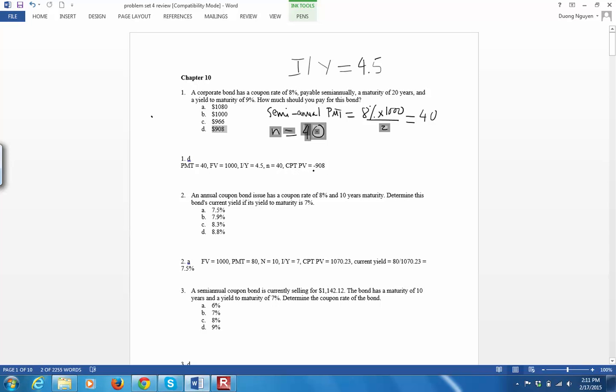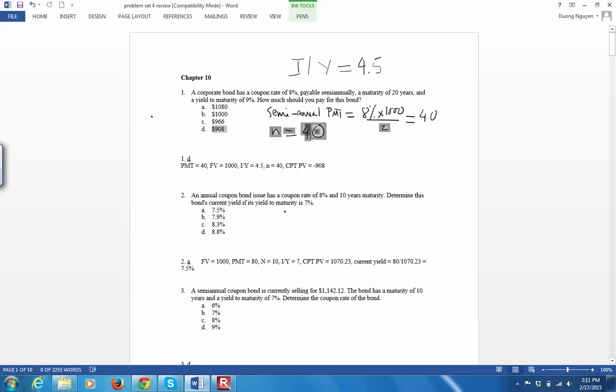The negative sign on 908 means it is an outflow. So it has a negative sign, but in the answer the price of the bond is $908. Alright, so let's go to the second question.